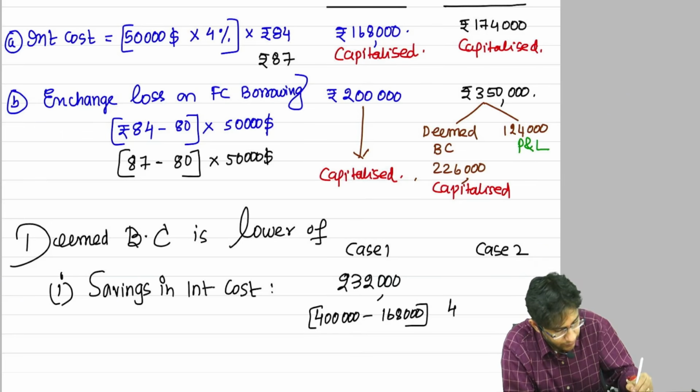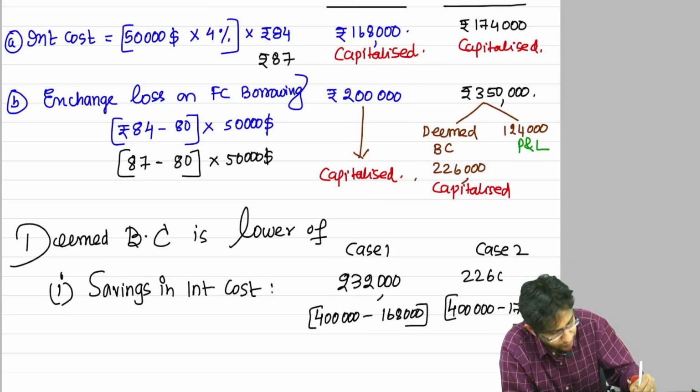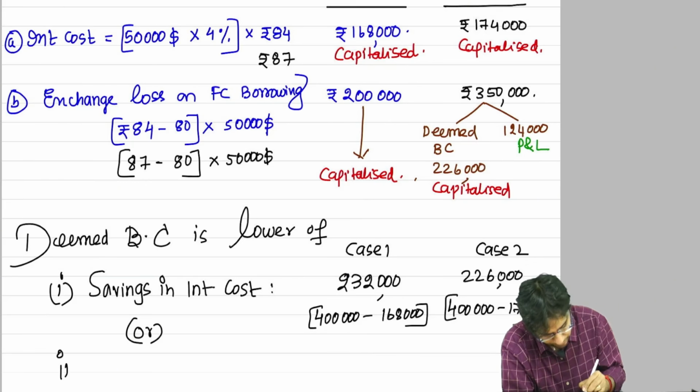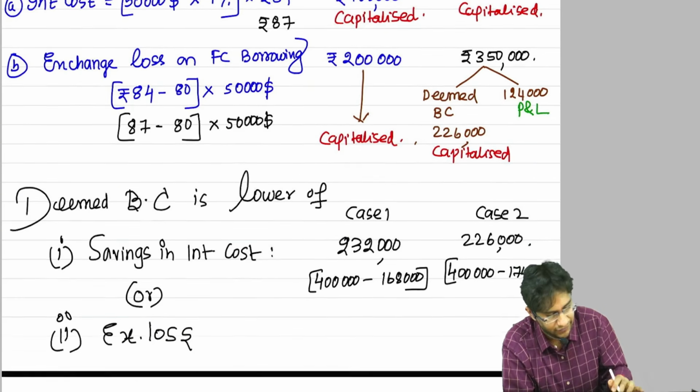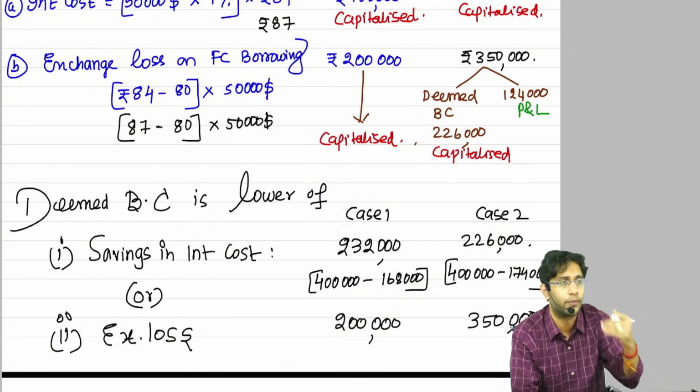Case 2, 4 lakhs minus 1,74,000. How much did you save? 2,26,000. Either this or the entire exchange loss itself. What is the exchange loss? 2 lakhs here, 3 lakh 50,000 here. Between these two, whichever is lower.